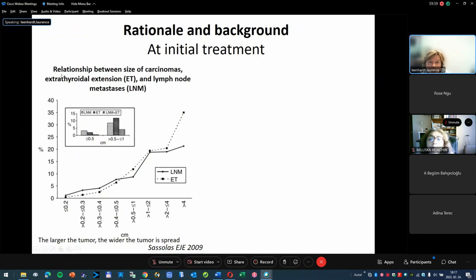Here, just to remind you that at initial treatment, there is a very interesting relationship between the size of the carcinoma, the presence of an extrathyroidal extension, and the presence of lymph node mets. And you see that for a very small tumor, such as less than 5 millimeters, there are few lymph node metastases and little extrathyroidal extension. And the larger the tumor, the wider it spreads. So here you can see in dotted line the extrathyroidal invasion, and in bold the lymph node mets.